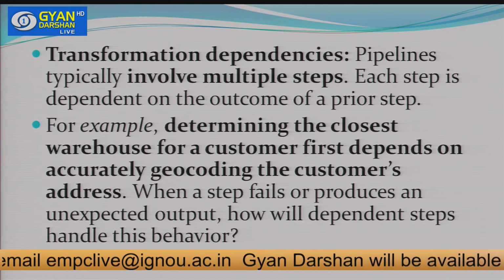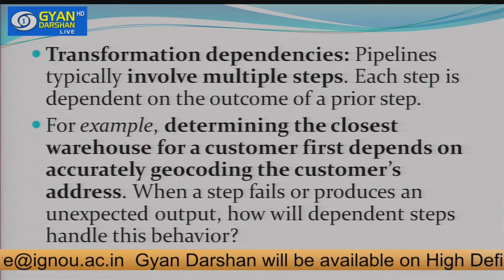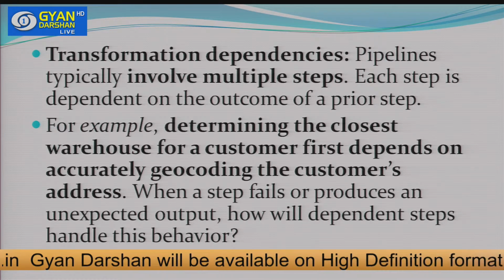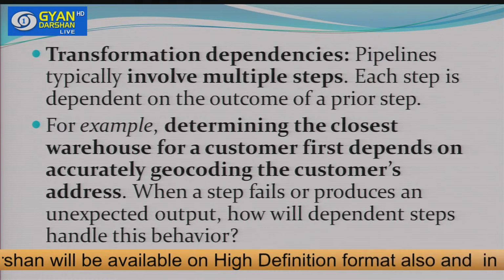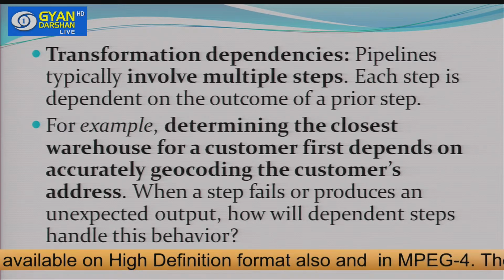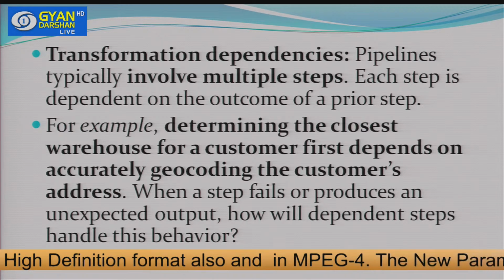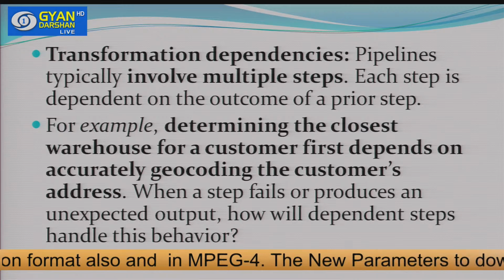So everything is a kind of dependent factor over there about the geolocation. In order to identify the closest warehouse for the customer, you have to have, first of all, the geolocation components, or else coordinates, available with you.